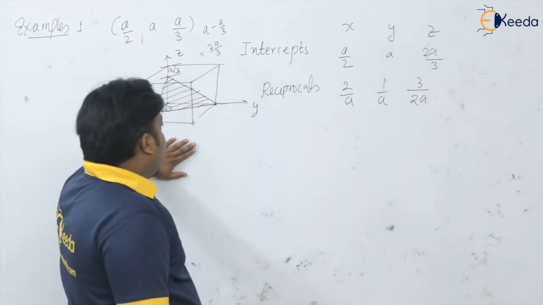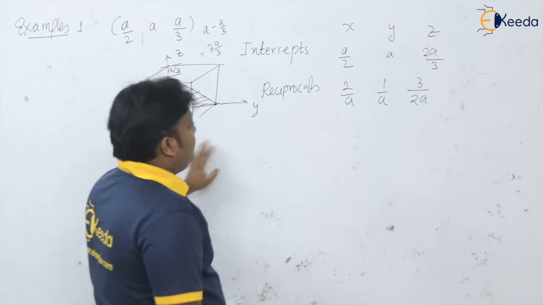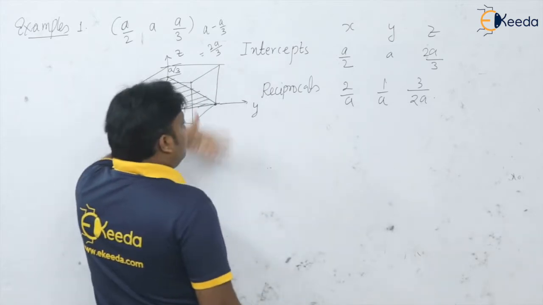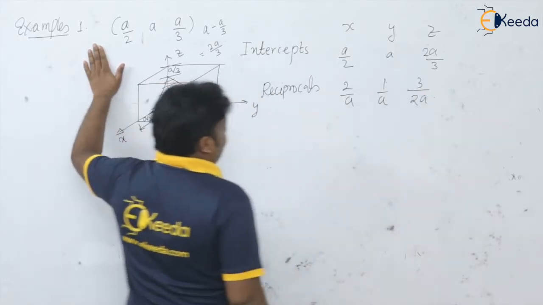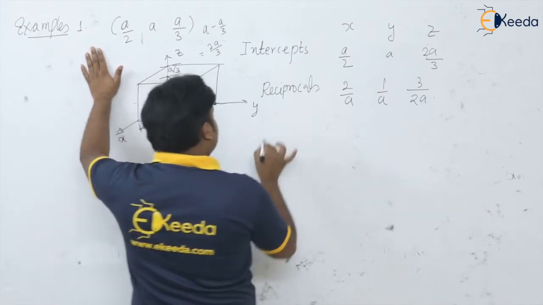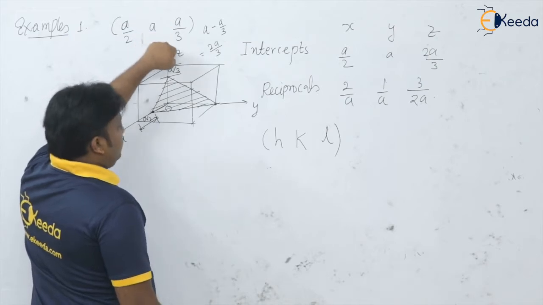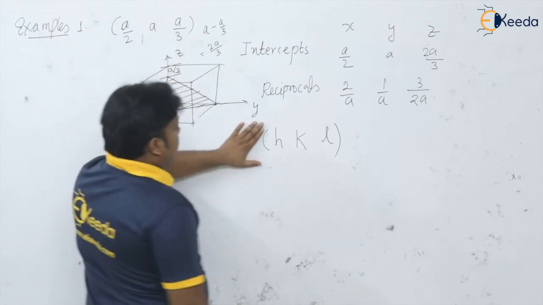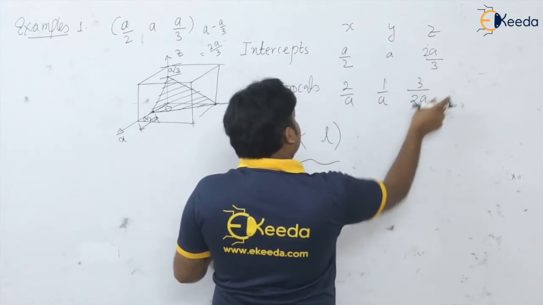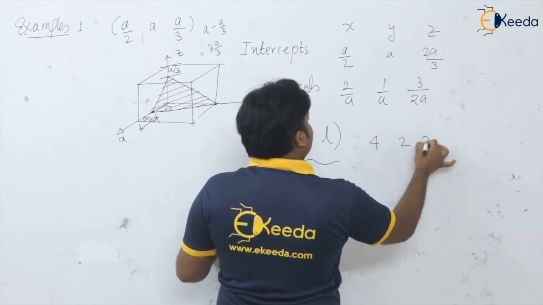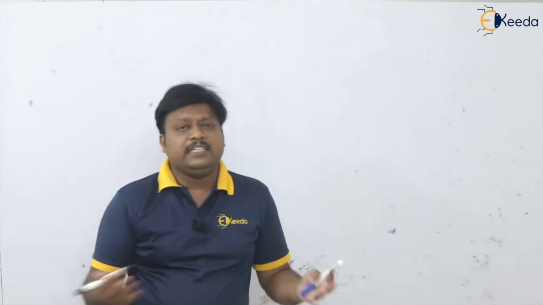And what to do to convert it into complete integers? It is not allowed like this, so we have to convert it into complete integers. If I multiply everywhere with 2a, the Miller indices, please remember, are given by H, K and L. For this plane the Miller indices, in parentheses, will be 4, 2 and 3.